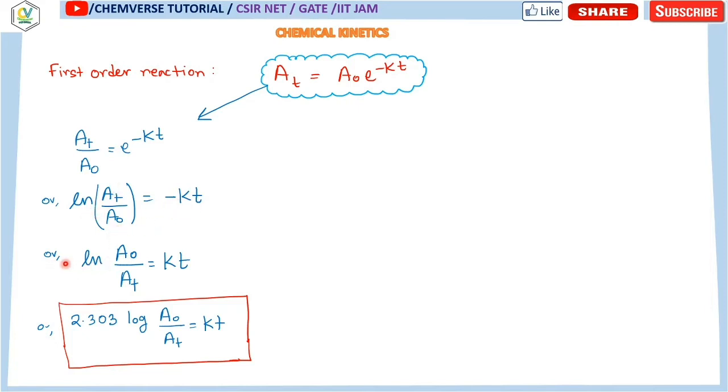And ln AT by A0 is nothing but minus of ln A0 by AT. Now minus of ln A0 by AT, and there was minus, so minus minus cancels out, and you are getting ln A0 by AT equals Kt. From here you can find out that ln is nothing but 2.303 log. Clear? Okay.